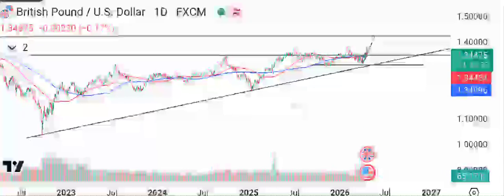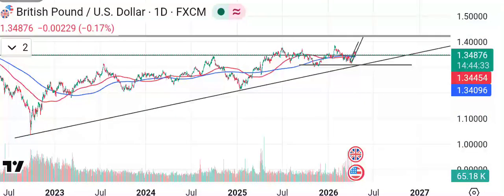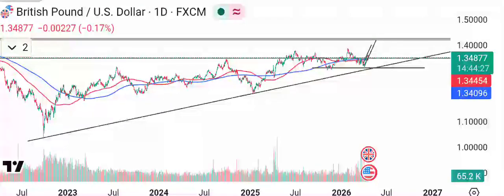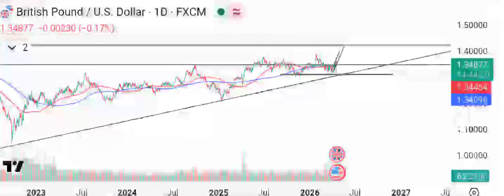So now I have a trend line here. This is a trend line. I have a trend line here established. We have a touch here and another touch here, indicating that the market is currently bullish. It's currently bullish. So that is the indication on the trend line.